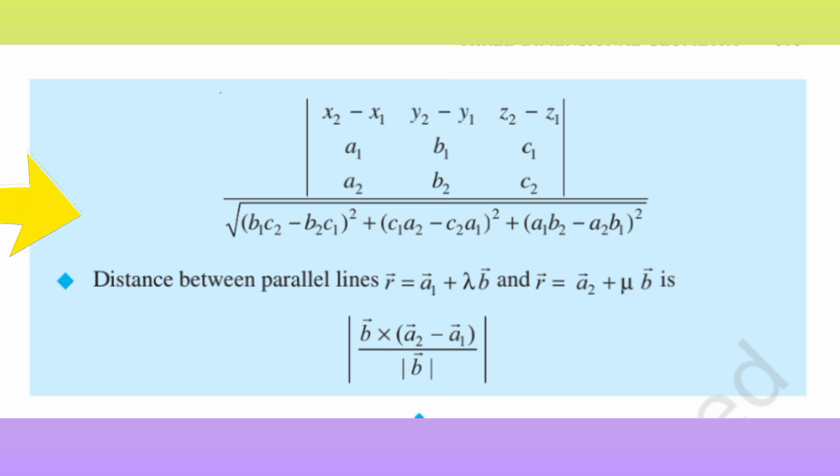Distance between parallel lines r vector is equal to a1 vector plus lambda b vector and r vector is equal to a2 vector plus mu b vector is modulus of b vector cross (a2 vector minus a1 vector) divided by modulus of b vector.